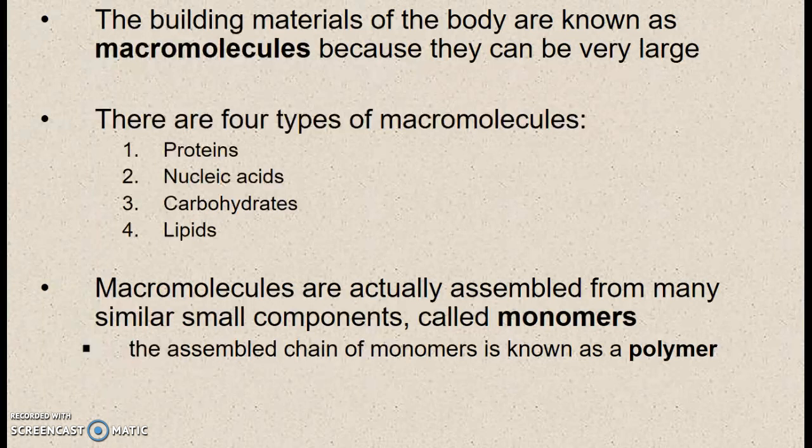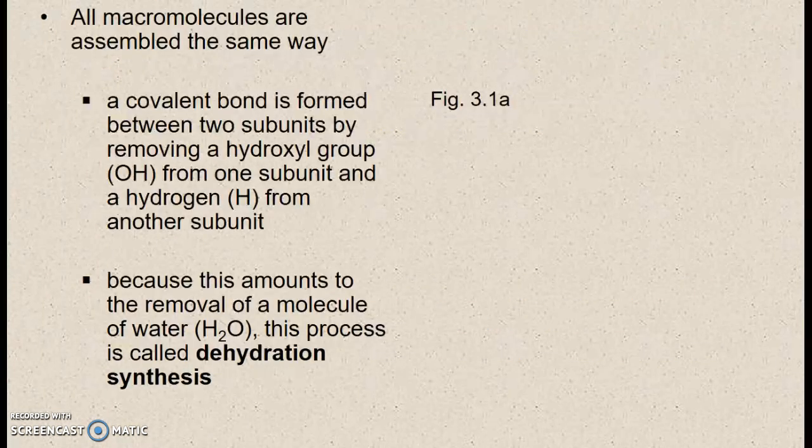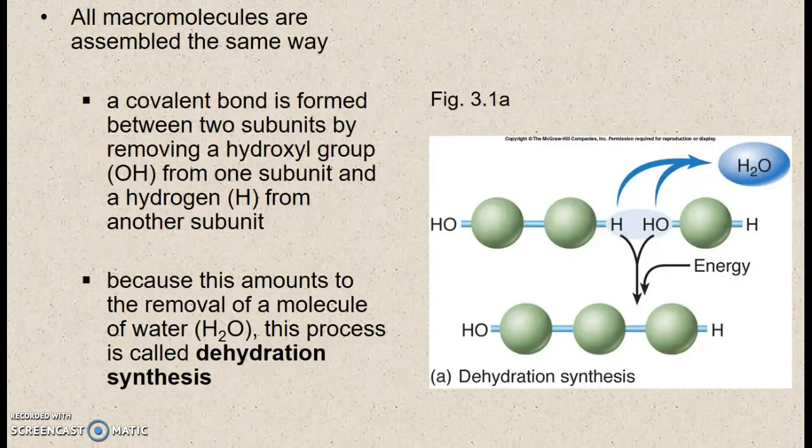So that is going to be one of the takeaways from today, is the name of the monomer, the name of the polymer, and the name of the bond that forms between the monomers within each class of molecule. But first I'm going to go through the things that are similar across all of these types of molecules. So all macromolecules are assembled in this way, including lipids.